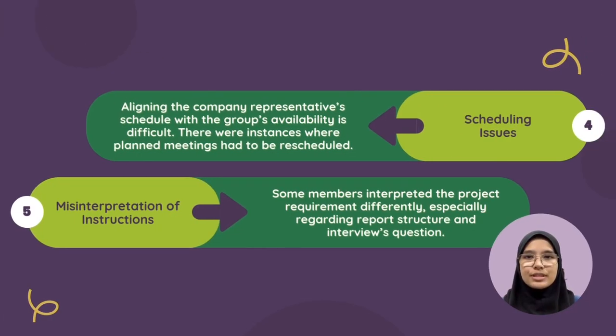Next, we also faced scheduling issues. Aligning the availability of the company representative with our group schedule was quite challenging. There were instances where meetings had to be postponed or rescheduled, which slowed down our progress. Lastly, some group members initially interpreted the assignment instructions differently, especially regarding the report structure and also the interview questions. This caused some confusion and required additional discussions to ensure everyone was on the same page.